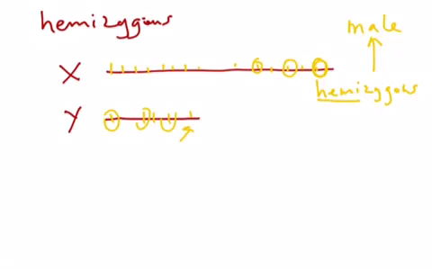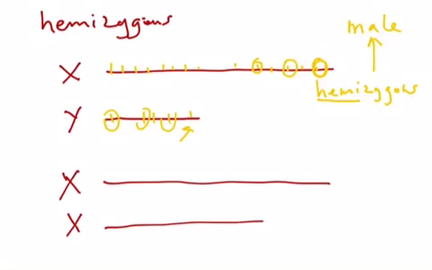If you're a female and you carry two X chromosomes, you will, like any other homologous pair, have exactly the same genes along your length, and you'll be typically homozygous or heterozygous, as we've just described.